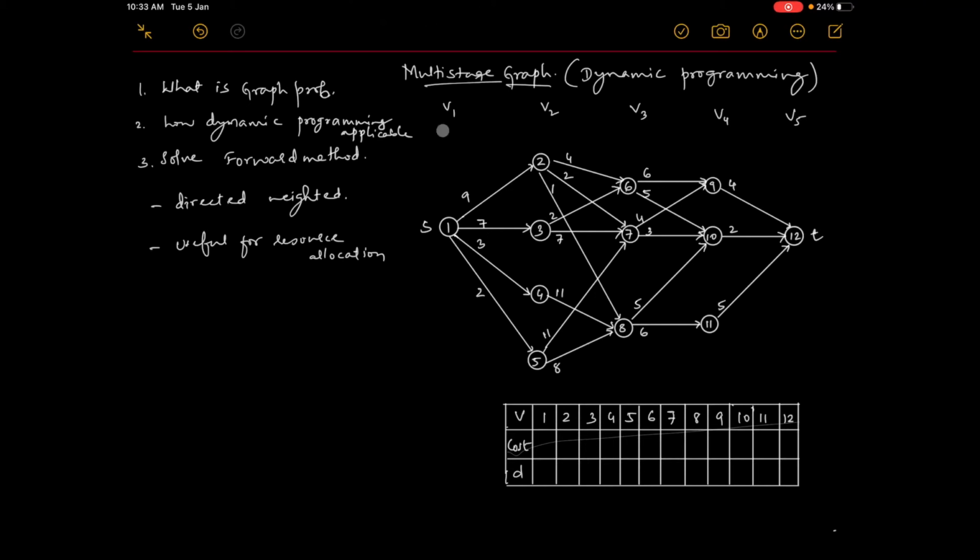So what is a graph problem? You have a starting point and an ending point, and you have to go through the shortest path. In this stage 1, we have only one vertex. In stage 2, we have 4 vertices. So in stage 2, you have to choose any one best path. Which is best, we'll solve it now. That is the graph problem.